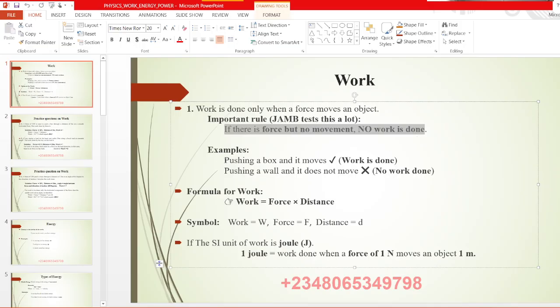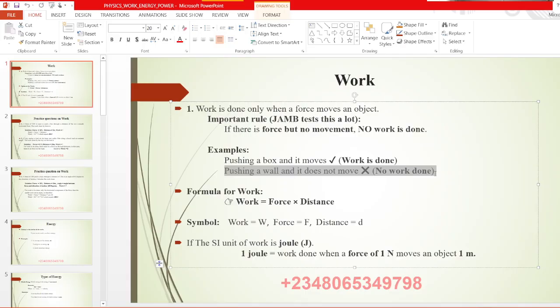Let's look at these examples. Pushing a box and it moves, then work is done. Pushing a wall and it doesn't move, we all know it is impossible for us to push a wall. And as long as the force we have applied on that wall does not cause it to move, then no work is done. So, work is simply defined as the ability to apply a force to a body, to cause it to move.